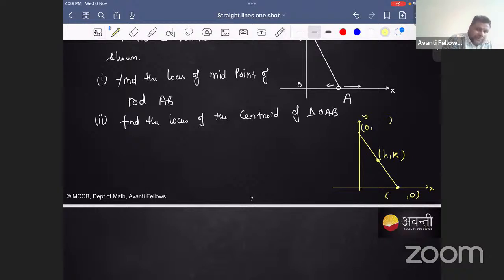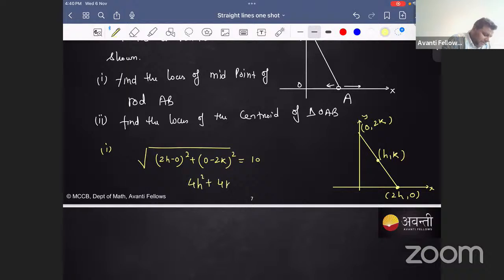So definitely if the midpoint is h, the x coordinate has to be 2h, so that (2h plus 0) by 2 comes h. And here the y coordinate will be 2k. Am I clear? Now, the distance between these 2 points is going to be 10, which is the length of the rod. So apply the distance formula: under root of (2h minus 0) whole square plus (0 minus 2k) whole square equals 10. So it is 4h square plus 4k square equals 100. So your locus is x square plus y square equals 25.